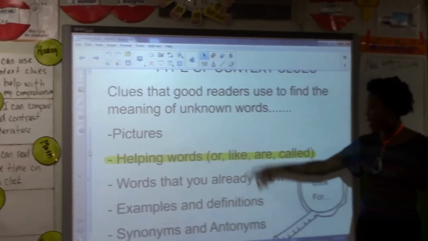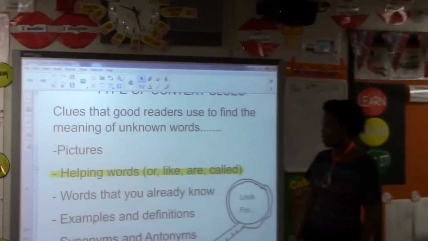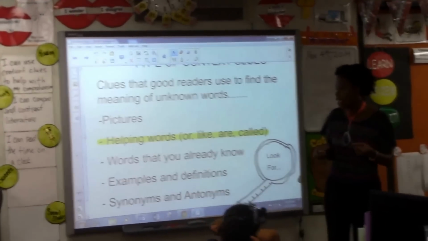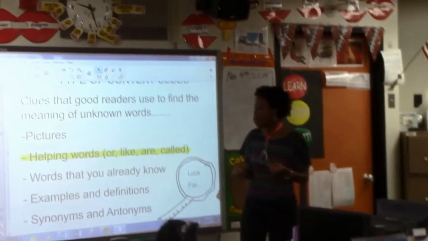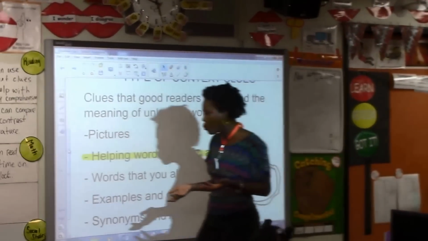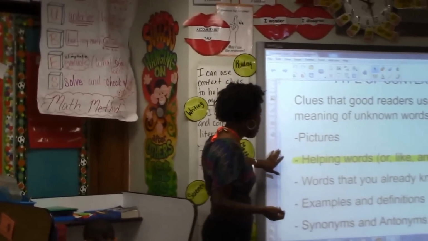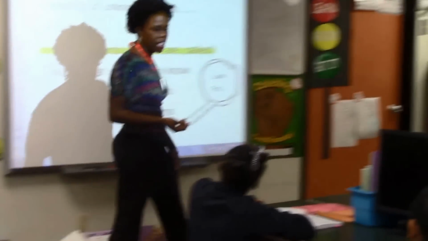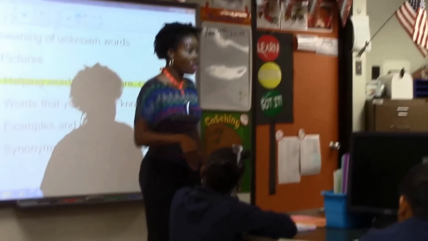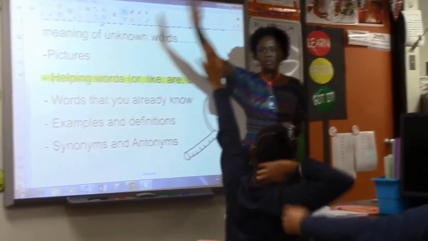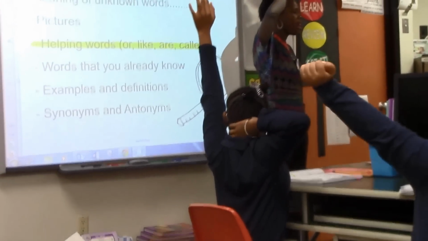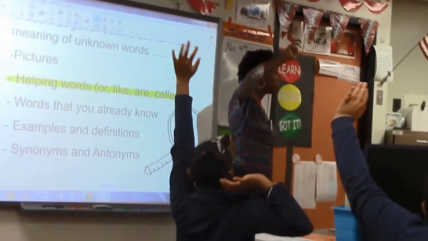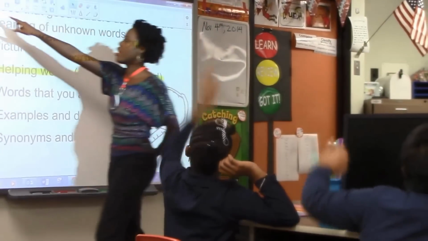Let's read those helping words. Or, like, are, called. Good. Those are helping words to help us understand those context clues. And then we use words that we already know. We look for examples, and then synonyms and antonyms, same and opposite. Who is going to use these different types of clues today during your reading? I don't have full participation. Thank you so much, all right?